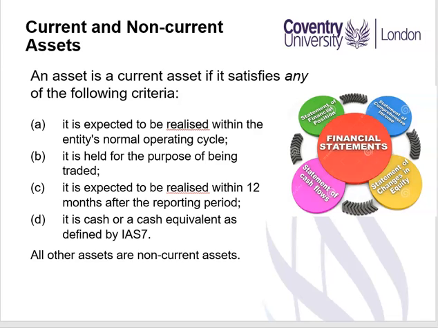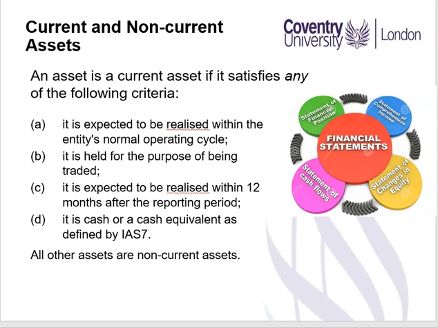All other assets not meeting any of these criteria will be referred to as non-current assets. So if you're able to define current assets, the rest will be non-current assets. So non-current assets would be, for example, property, plant, and equipment that is used for a period of more than 1 year.